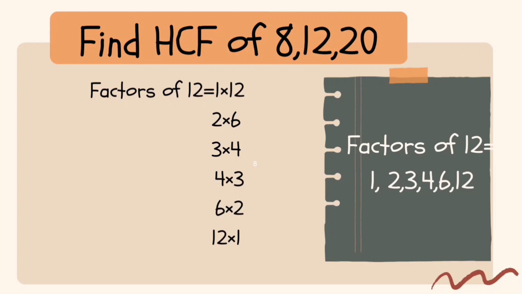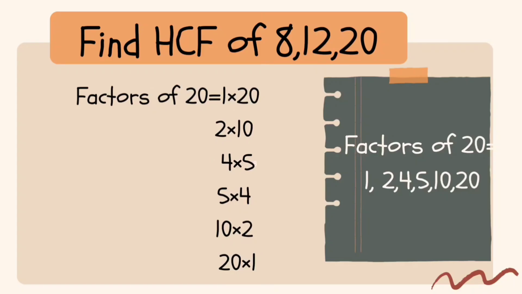Next, 12. 1 into 12, 2 into 6, 3 into 4, 4 into 3, 6 into 2 and 12 into 1. So the factors of 12 are 1, 2, 3, 4, 6 and 12. Finally, 20. 20 equals 1 into 20, 2 into 10, 4 into 5, 5 into 4, 10 into 2 and 20 into 1. So the factors of 20 are 1, 2, 4, 5, 10 and 20.